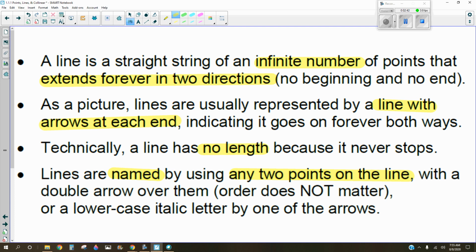Once we write those letters down, we go ahead and give a double arrow line over the top of them, and I'll show you what that looks like in a minute. Now, those of you who want to be fancy and overachievers, sometimes you can name a line using a lowercase italic letter. And I'll show you what that looks like in a minute too. So you might want to write these down, especially how to name a line. That's really important in our class. So let's make sure we learn that it's any 2 points and that we have that double arrow symbol over the top of it.